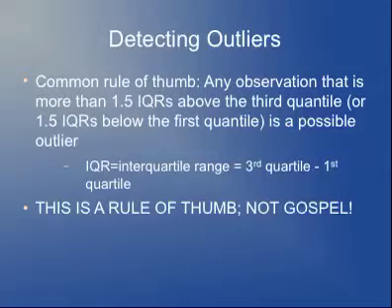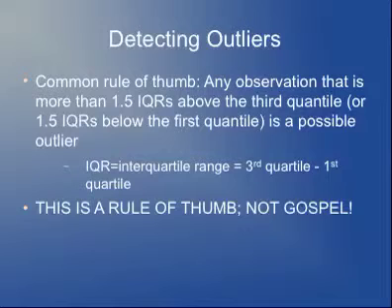So, a common rule of thumb for detecting outliers is that an observation that's more than 1.5 IQRs, 1.5 interquartile ranges, above the third quartile or below the first quartile is a possible outlier. Recall the interquartile range is the difference between the third quartile and the first quartile. It should be pointed out, this is just a rule of thumb to help you start looking around for suspicious data points. This is not hard and fast gospel.